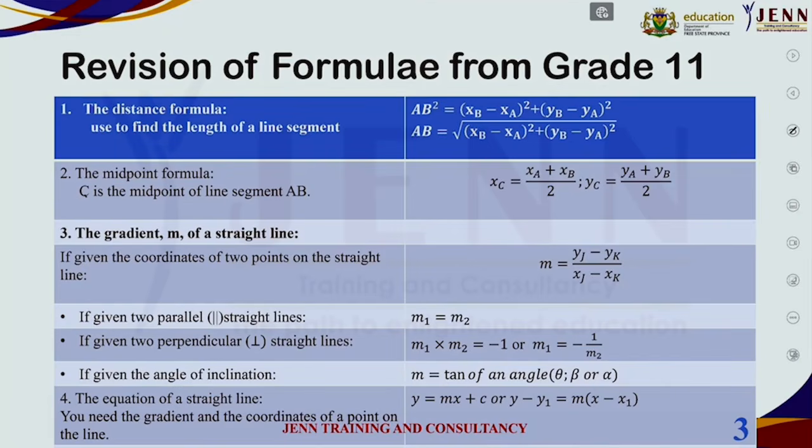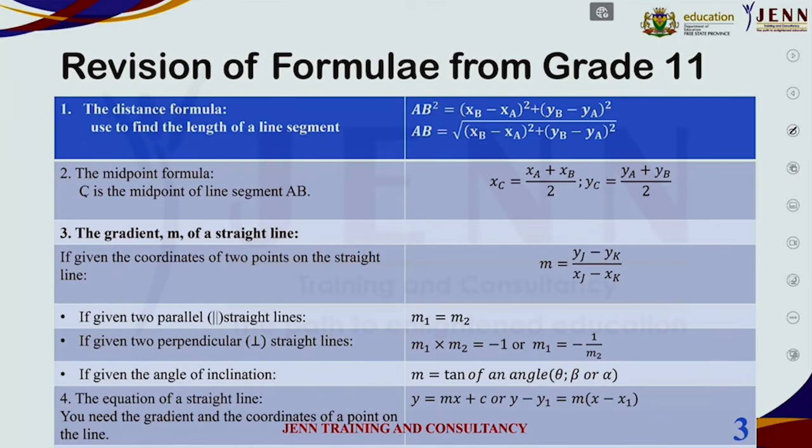Some use y = mx + c, some use y - y1 = m(x - x1), where m is the gradient. But in cases where we are not given 2 points, but we have an angle of inclination. What is an angle of inclination? It is the angle formed between the drawn line and the x-axis. We are going to dwell much on it as we go to the problems.